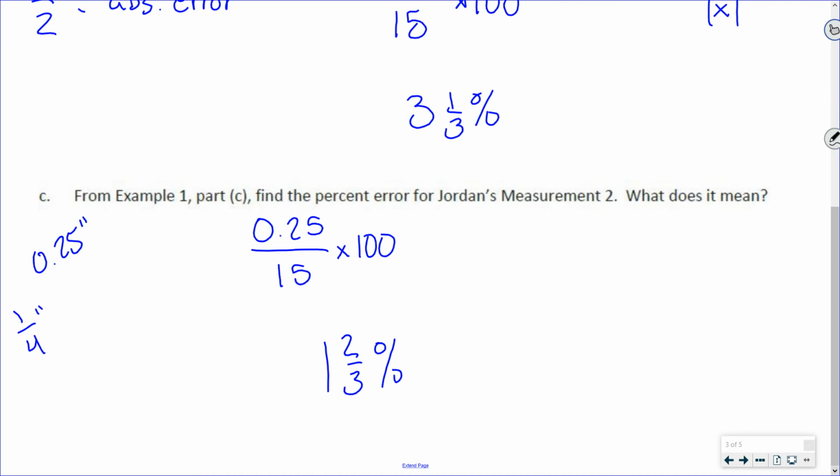A is what you would measure. It's your mistake. Whereas X, it's perfect. It's always the right answer. It's the exact value. All right, so if you get that, you can start making these problems a little easier to do. All right, let's go ahead and go to the next page.